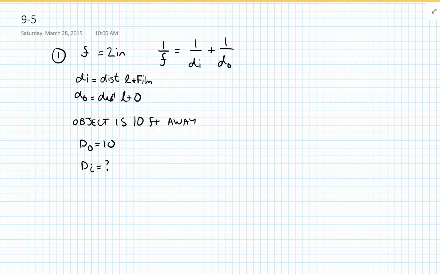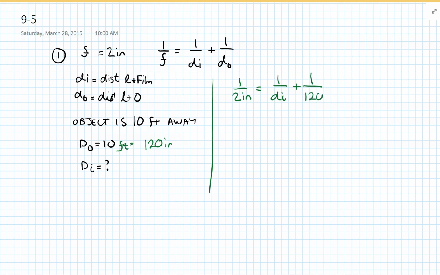So let's just plug it in and let's go. Everything's already given to me. So 1 over F would be 1 over 2. That's in inches now. This matters. Equals 1 over DI, sorry, plus, I lied to you there, plus 1 over DO. But let's put DO in inches. If it's 10 feet, how many inches would that be? 10 times 12, right? 120 inches.